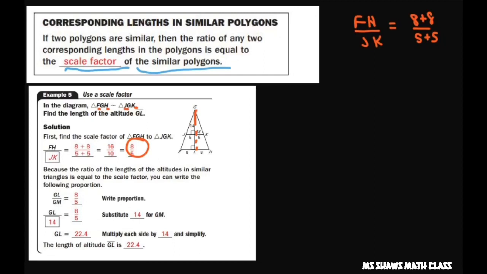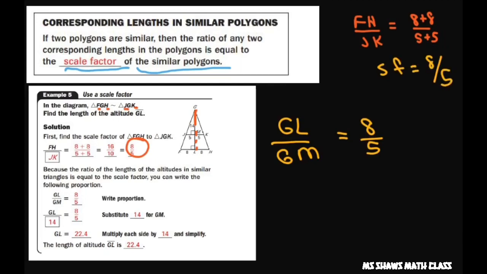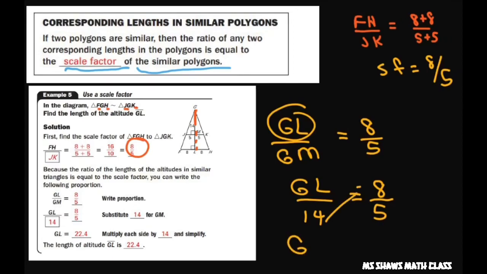Because the ratio of the lengths of the altitudes in similar triangles is equal to the scale factor, you can write that GL to GM equals 8 to 5, because that's your scale factor. All right? And then, so write the proportion. We don't know GL. That's what we're looking for. So we have GL is the 14, is 8, is the 5. And you cross multiply and solve. Cross up like that. And you get GL equals 22.4.